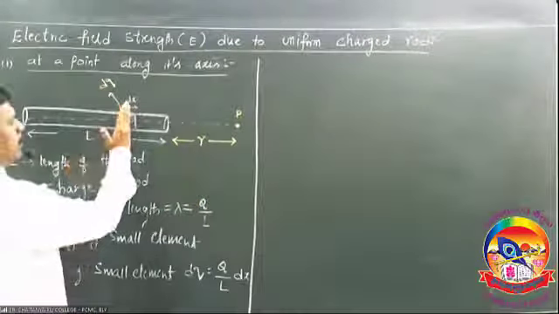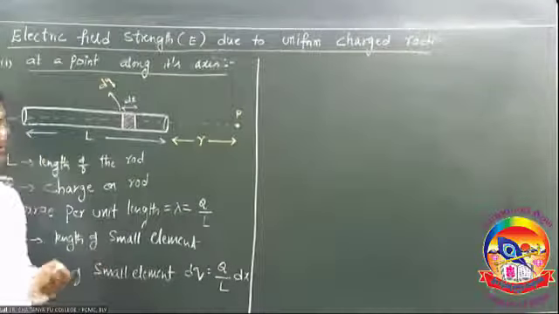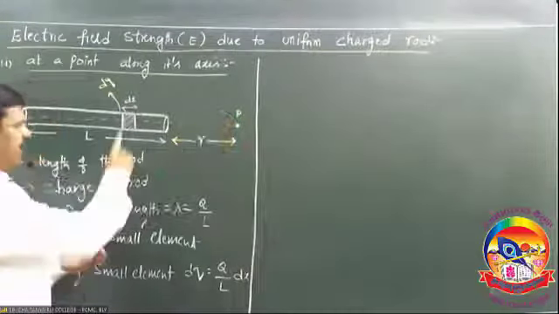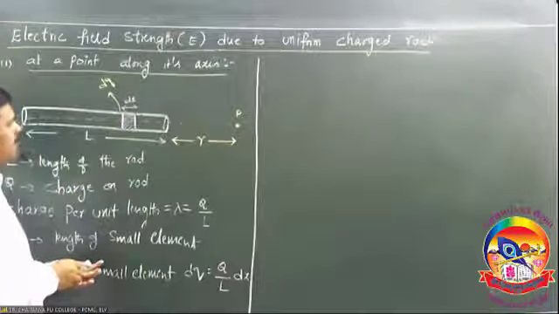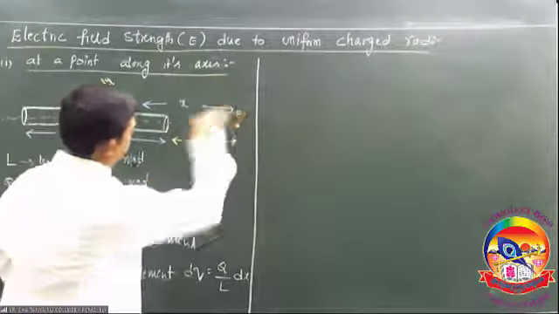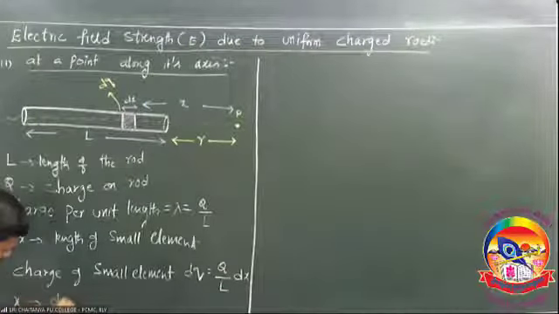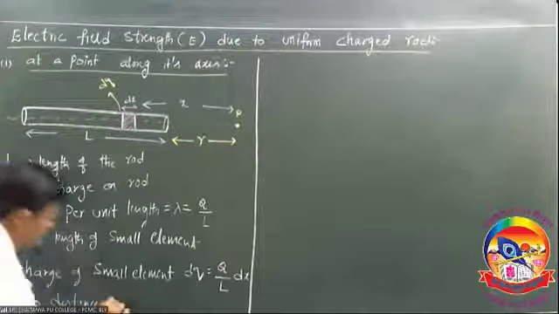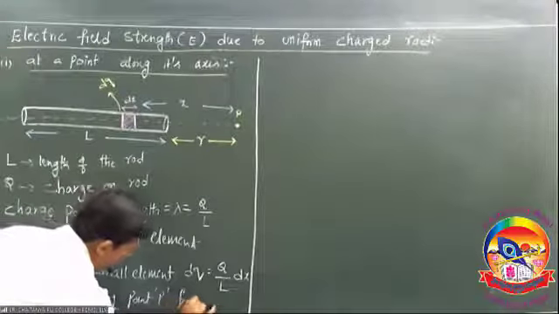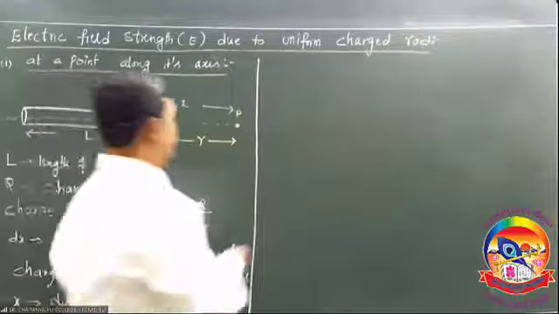Then, due to this small element, what is the intensity at this point we find out. Now this small element is like a point charge. For finding the intensity at this point, we need distance from here to here. Then take that distance as x. Let x is the distance of point P from dx. Right?